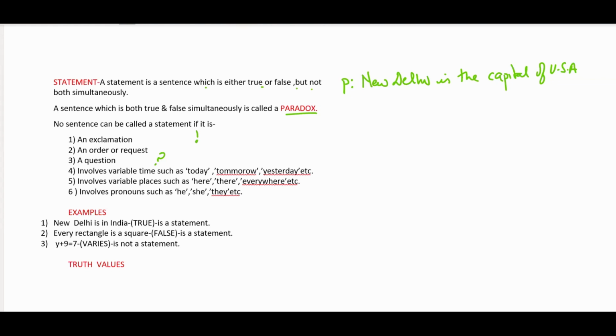First example is New Delhi is in India. This sentence is true, therefore this is a statement. Every rectangle is a square. This sentence is false, therefore again this is a statement. But if I say y plus 9 is equal to 7, so this varies. This is true and false simultaneously. Why? Because if I put y equal to minus 2, then this is true, but if I put y equal to plus 2, then this is false. Therefore, this is not a statement. Okay. Now, what next?